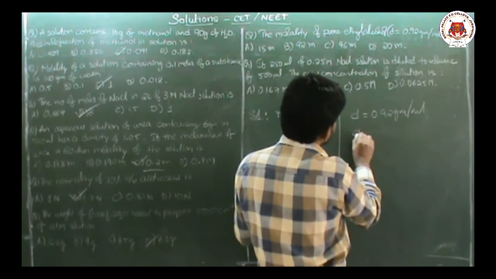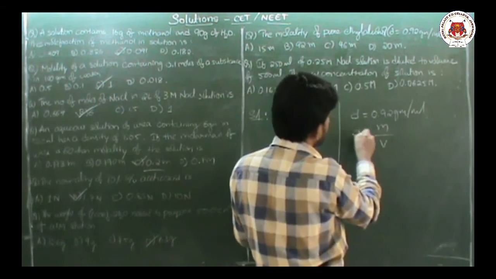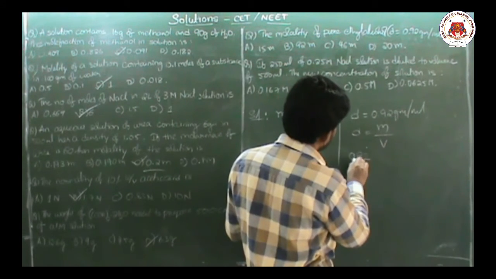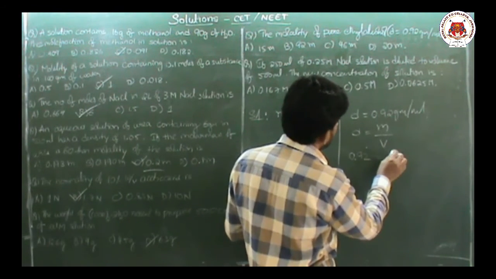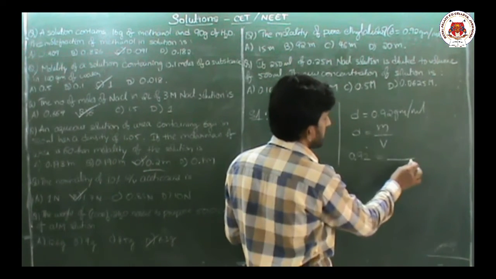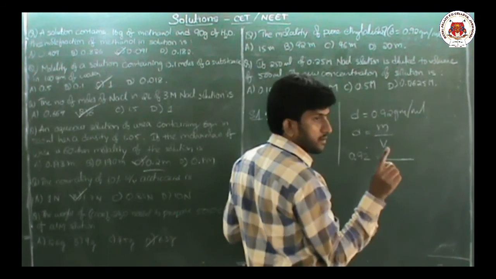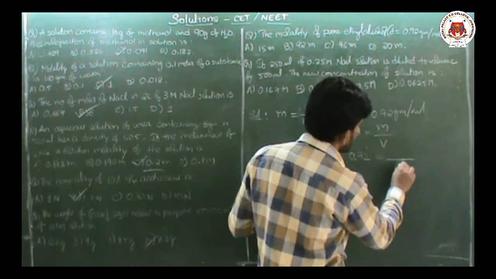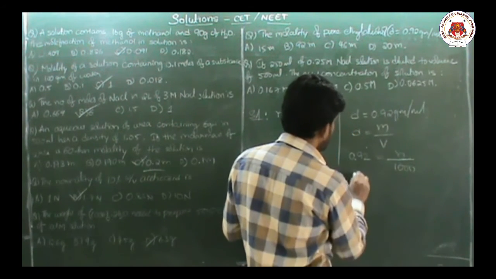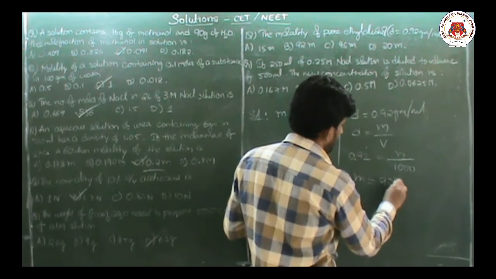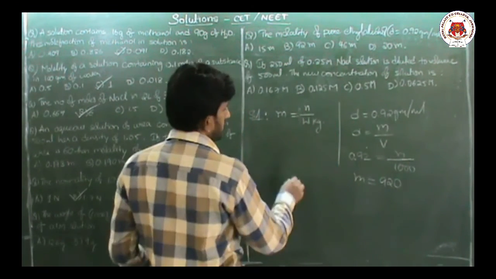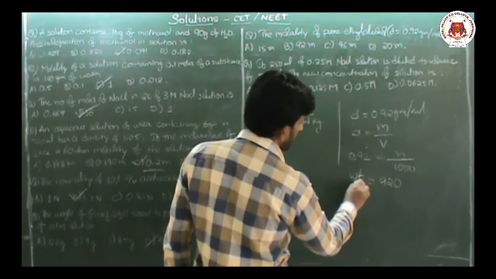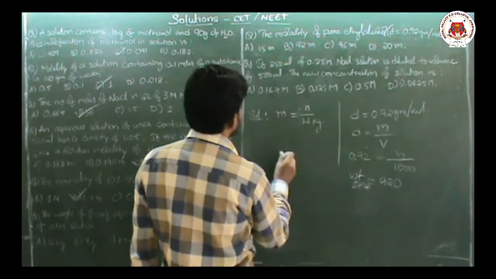Now you know that density is equal to mass by volume. So from there you can calculate the mass of the ethyl alcohol. This is 0.92 grams per ml, and the volume should be taken for kg. The calculation must be for kg, so that's why I am taking the volume as 1000 ml. So mass will be equal to 920. Okay, the mass of ethyl alcohol is 920 grams.